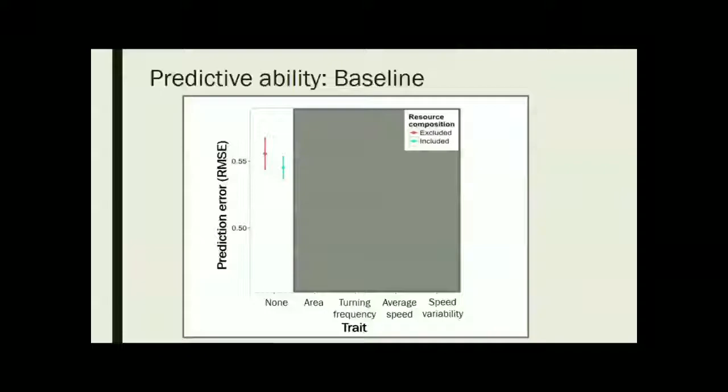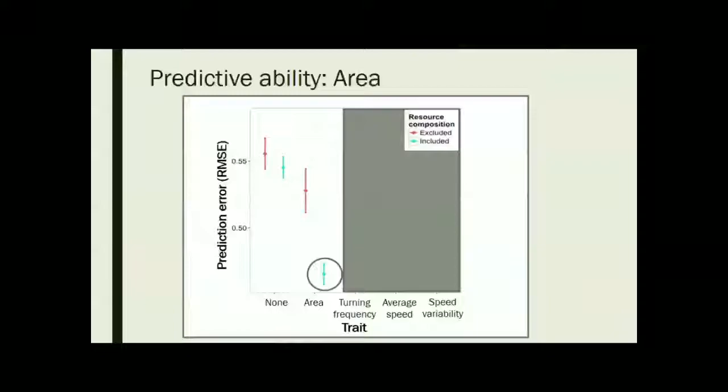And we can see that area does a really great job of improving our predictability. This is a 16% improvement in our predictive ability to describe the dynamics. And because this is using leave one out cross-validation, this is actually saying it's a good improvement in our ability to predict novel dynamics. We can also see that it's a kind of interaction, so you need to have both the resource composition information in there as well as the trait information.